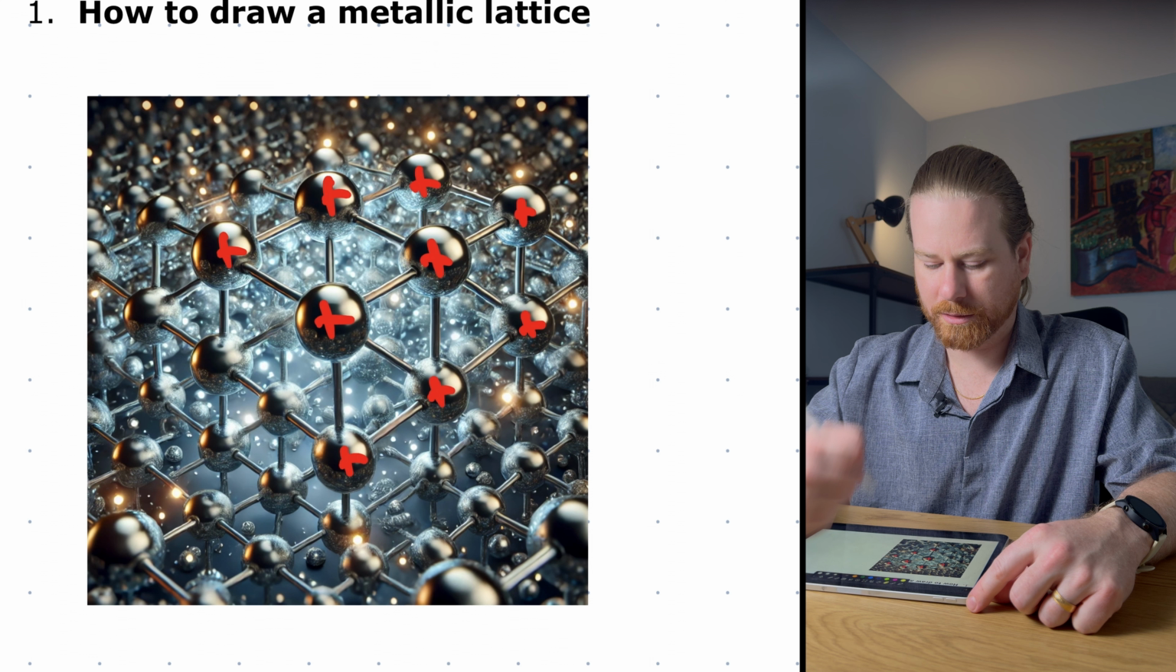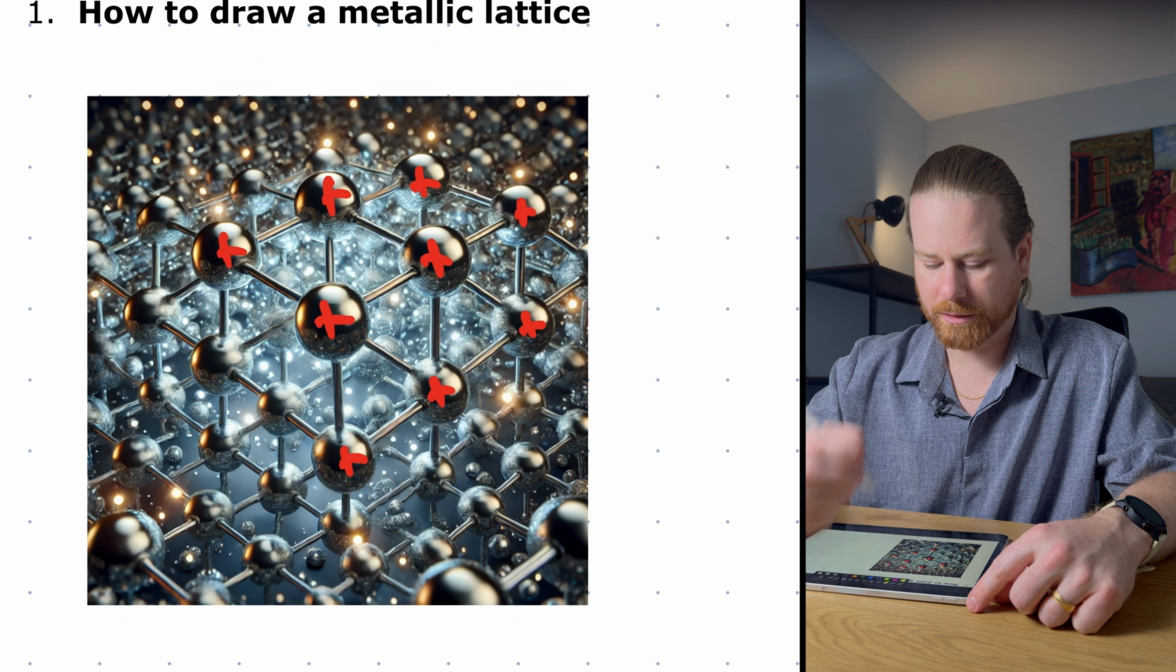Okay, so today it is metallic bonding time, and we're going to be looking at how to draw it. We're going to be looking at what causes the bond, and we are, of course, going to be looking at properties of metals. And remember to download your copy of this PDF so you can be making your own revision notes as we go through. So let's get started. So how to draw a metallic lattice?